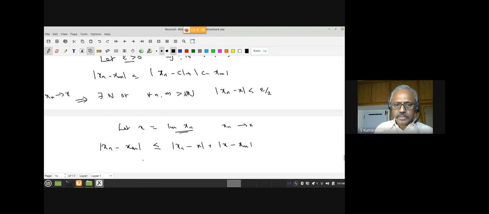Then what do I know? If n and m are greater than or equal to capital N, by this I know this is less than epsilon by 2, and since m is also greater than or equal to capital N, this is also less than epsilon by 2. Therefore I got for n and m greater than or equal to capital N, mod xn minus xm is less than epsilon. You see that?